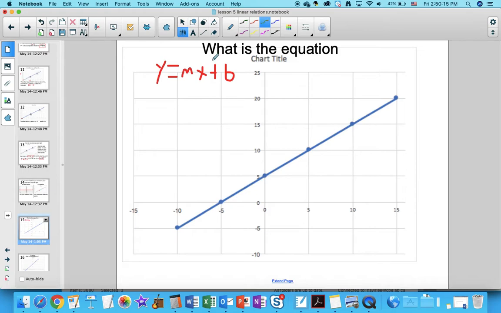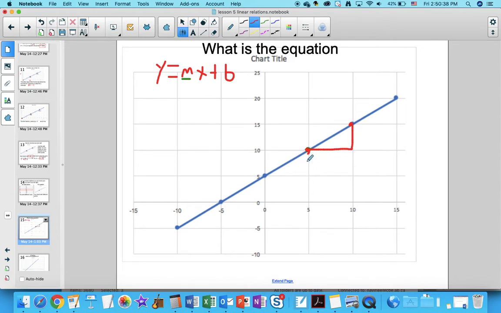I'm looking for m. Again, I pick 2 points. I like picking middle points, so I'll just pick middle points. Some of you may like to work with the 0 part. That's fine too, right? It doesn't matter what points you pick as long as you're consistent. So I'm going to pick this point and this point. I need to find my rise and run.